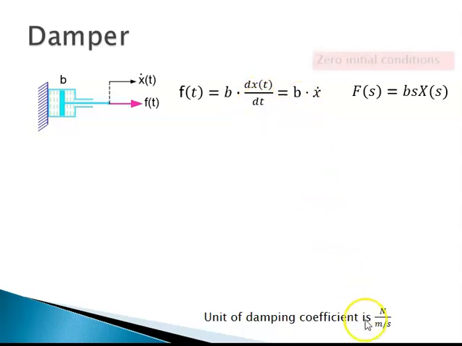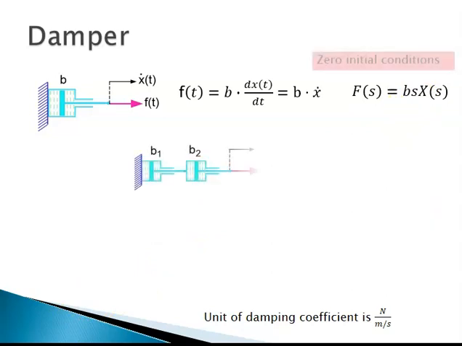So this damping coefficient has a unit Newton per meter per second. Meter per second is the unit of velocity. When you take Laplace transform, we have seen that when zero initial conditions are imposed, each differentiation translates to a multiplication by s in the Laplace domain.